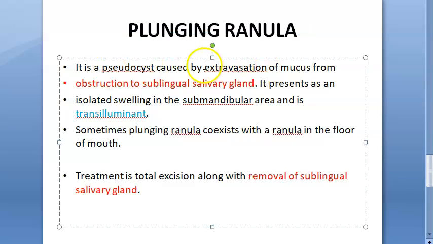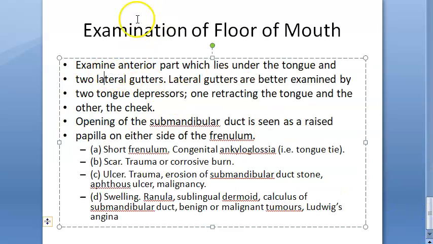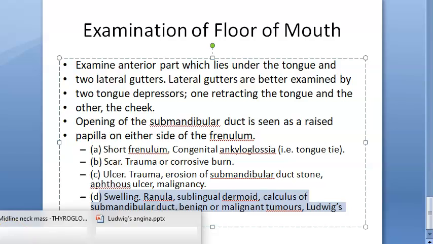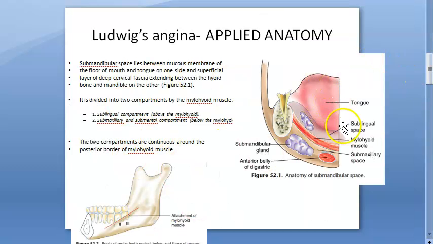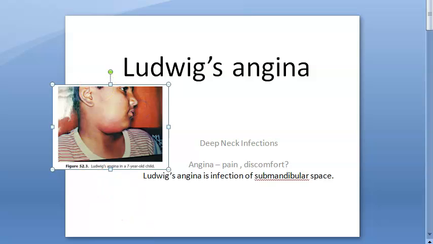Plunging ranula, we told you, is when it goes into the neck, right? This plunging ranula will be a pseudocyst caused by extravasation of mucus from the obstructed sublingual salivary gland. This will be transilluminant. And in this case, they're saying removal of the sublingual salivary gland. So when you examine floor of mouth, what and all will you check for? You can check for swellings: ranula, dermoid, calculi, tumors, and Ludwig's angina can also be a differential. You have looked at the lateral neck masses in the anterior triangle; here you have the plunging ranula, so it can become a neck mass. What else? Ludwig's angina, again of the sublingual space and submandibular, submaxillary, submental space. So one of the differentials will be this also.